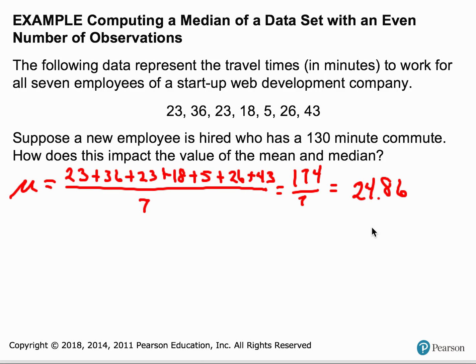So now if we do the median, okay, 5, 18, 23, 23, 26, 36, 43. Okay, 1, 2, 3, 4, 5, 6, 7. Plus 1 is 8 divided by 2. So the median is the one right here in the middle.